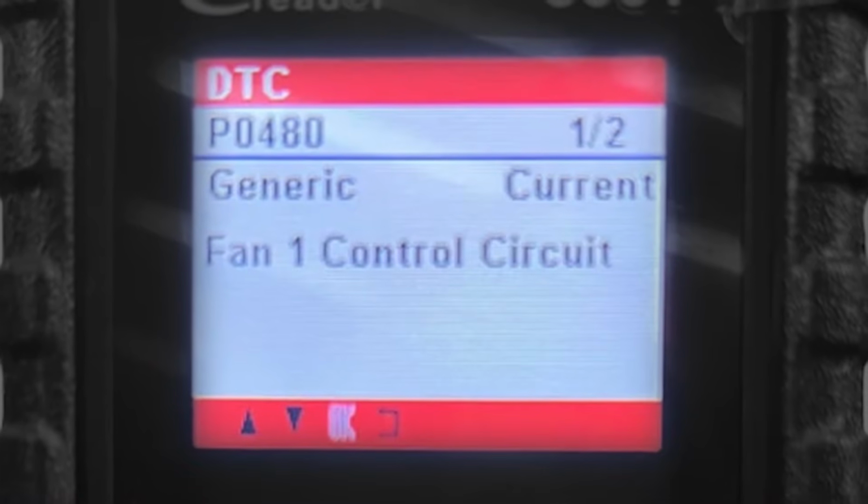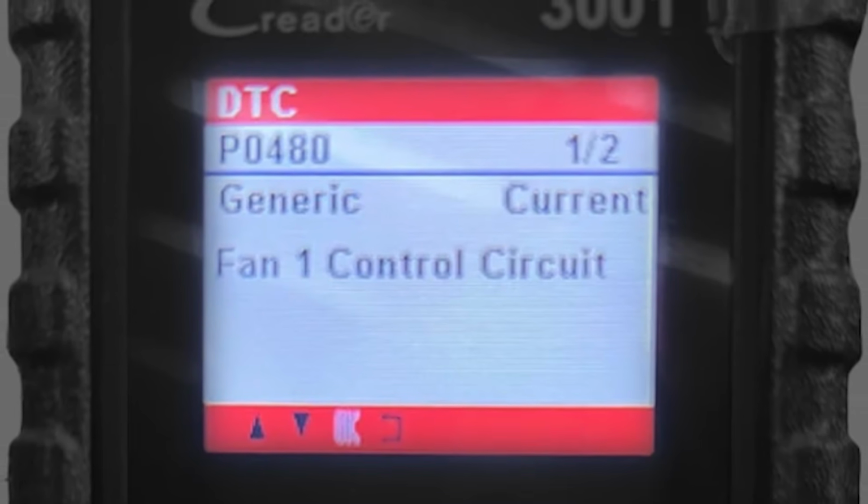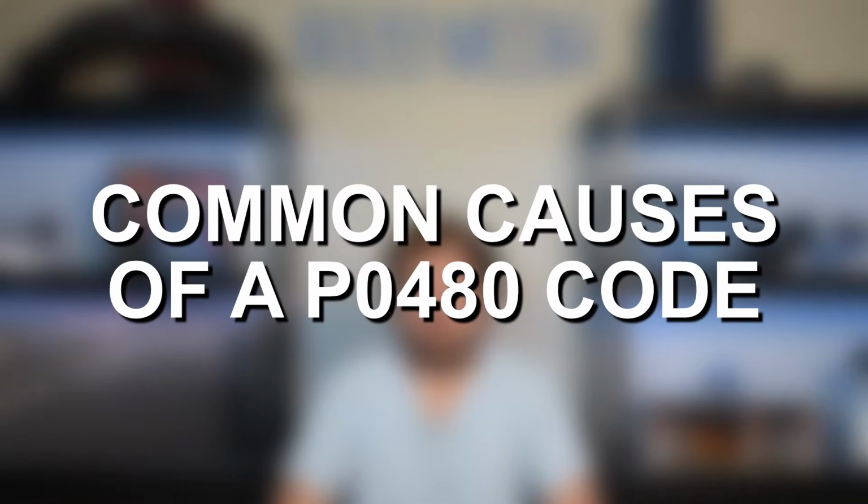So the main point is, if the vehicle is constantly moving and you're not idling for extended periods, chances are you might not even notice any symptoms here, and you might really only get the check engine light and the associated P0480 fault code. Moving on to some of the most common causes of fault code P0480.